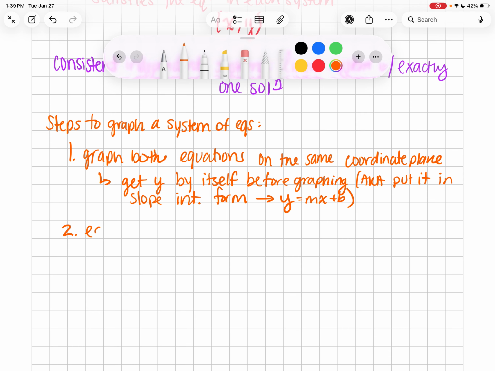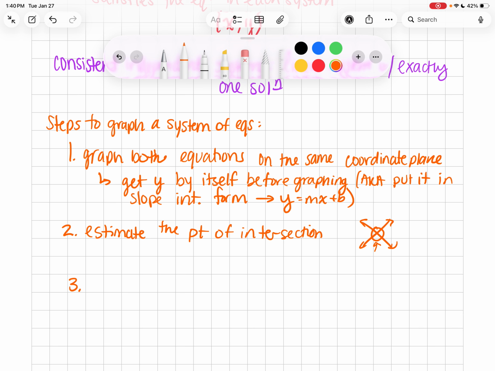And then we're going to estimate the point of intersection. So if my two lines cross, that's my point of intersection right there in the middle. So that's the point that I'm estimating.